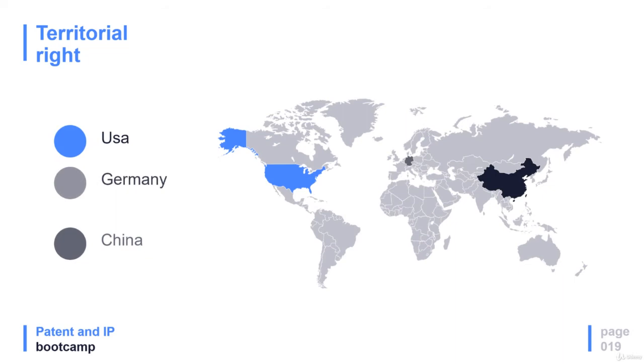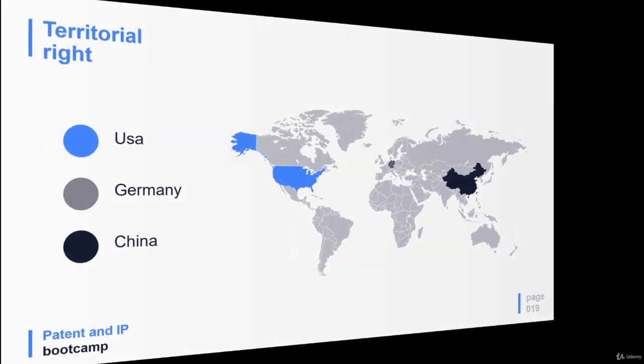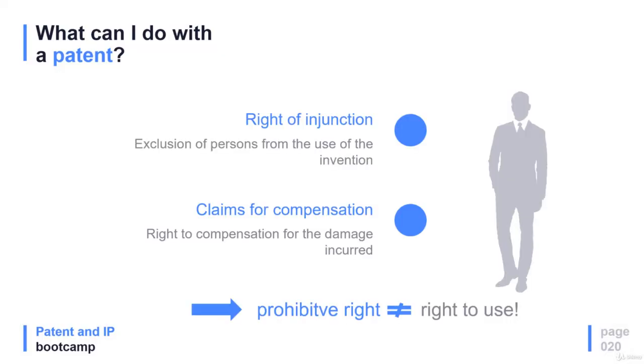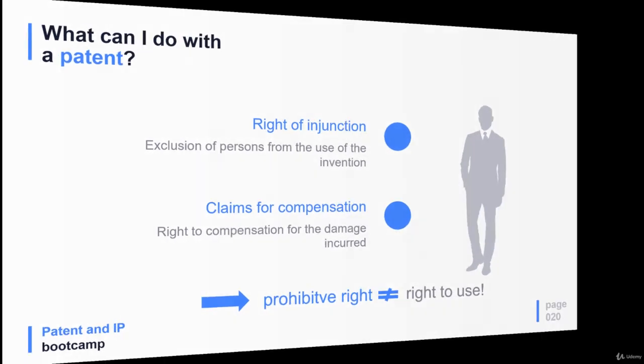After this, we will have a closer look at patent infringement, and here we will talk about what is a territorial right and what is not allowed if someone else has a patent. Here we will talk about the claims you have as a patentee and what you can do against your competitors if they are infringing your patent.